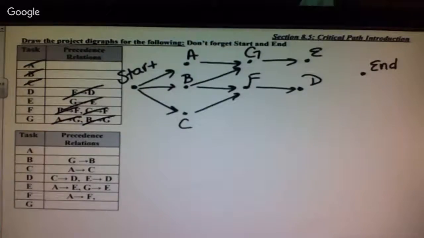Remember, the tasks that don't lead out anywhere will always lead to the finish. So what goes to end? D and E. So your project diagram should look something like this. The neater you make it, the easier it is to use it, because we're actually going to start using these now.